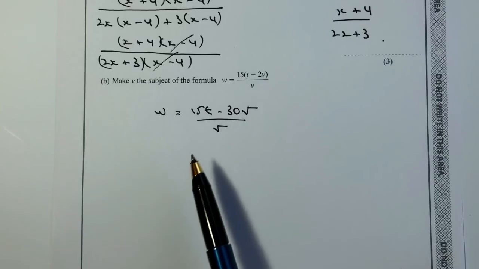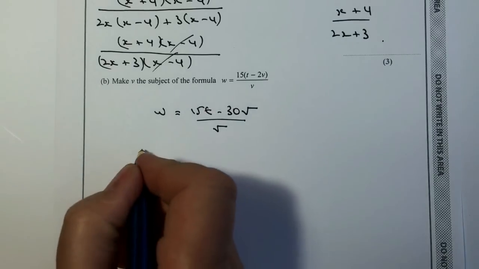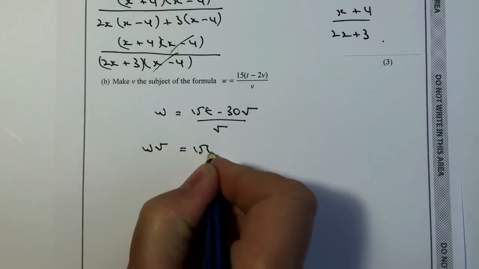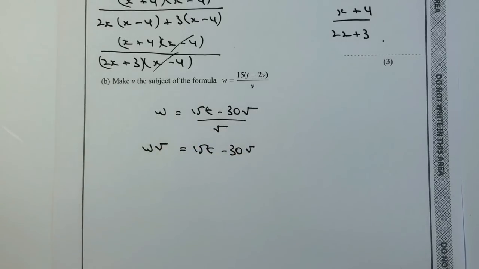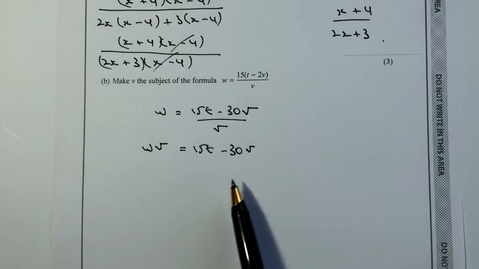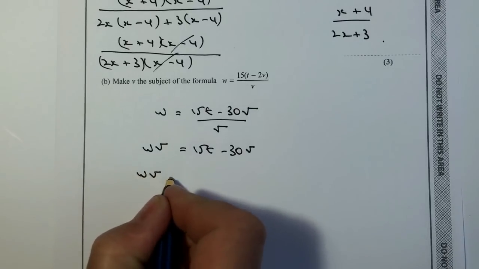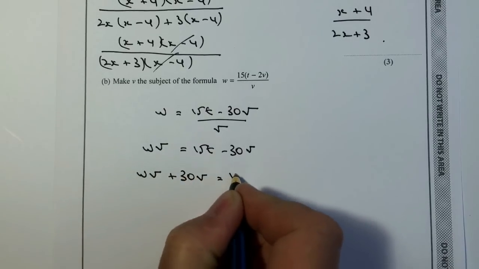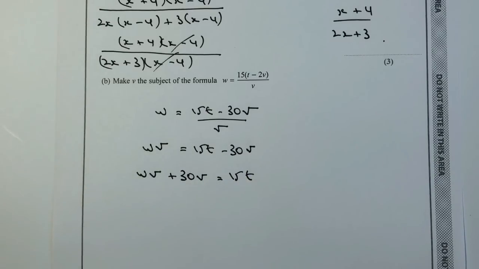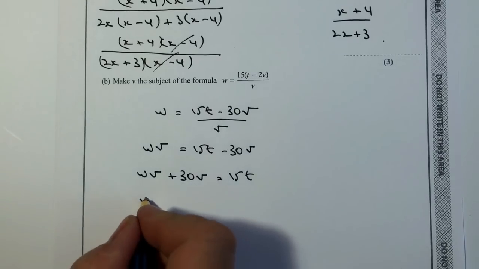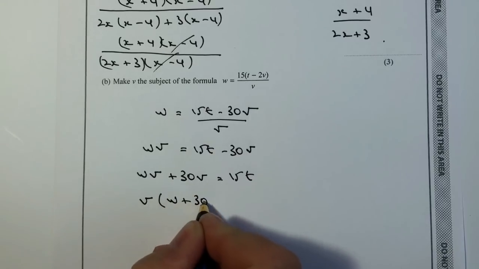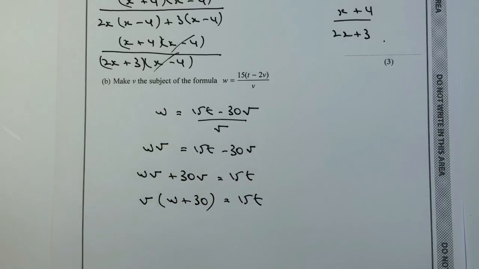Okay, so what I'm going to do is multiply through by v, so I'm going to get wv equals 15t minus 30v. Okay, when I've done that, I need to get my terms containing v on one side, so both of them together. So I'm going to add 30v to both sides, and I get wv plus 30v equals 15t. Okay, and then the trick really is to factorise for v. Remember that I need to get v on its own and make v the subject, so I can factorise that like that. Okay, and then it's just a case of dividing through by w plus 30.